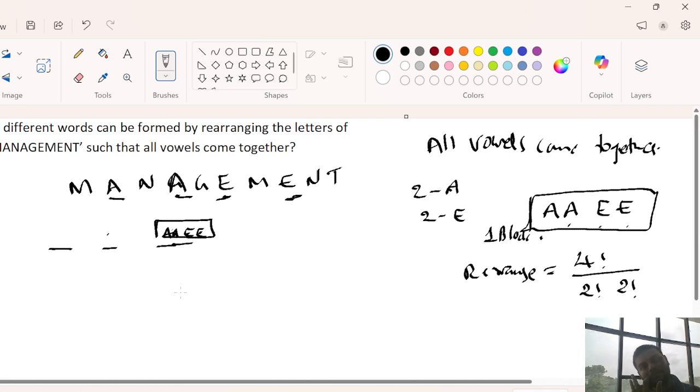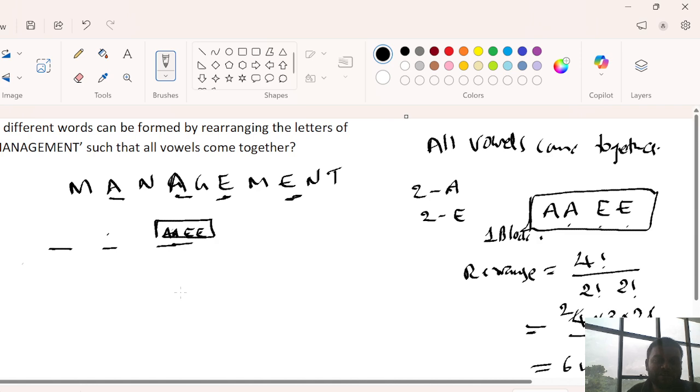Because two are similar, two A's are there. So P is alike, two alike here. So we can say 4 factorial by 2 factorial, and two E's are alike, so we have to divide with 2 factorial. This will be 4 factorial, 4 into 3 into 2 factorial by 2 factorial into 2 factorial. This 2 factorial will be cancelled, 2 into 2 will go. This will be done in 6 ways. So vowels together will be done in 6 ways.